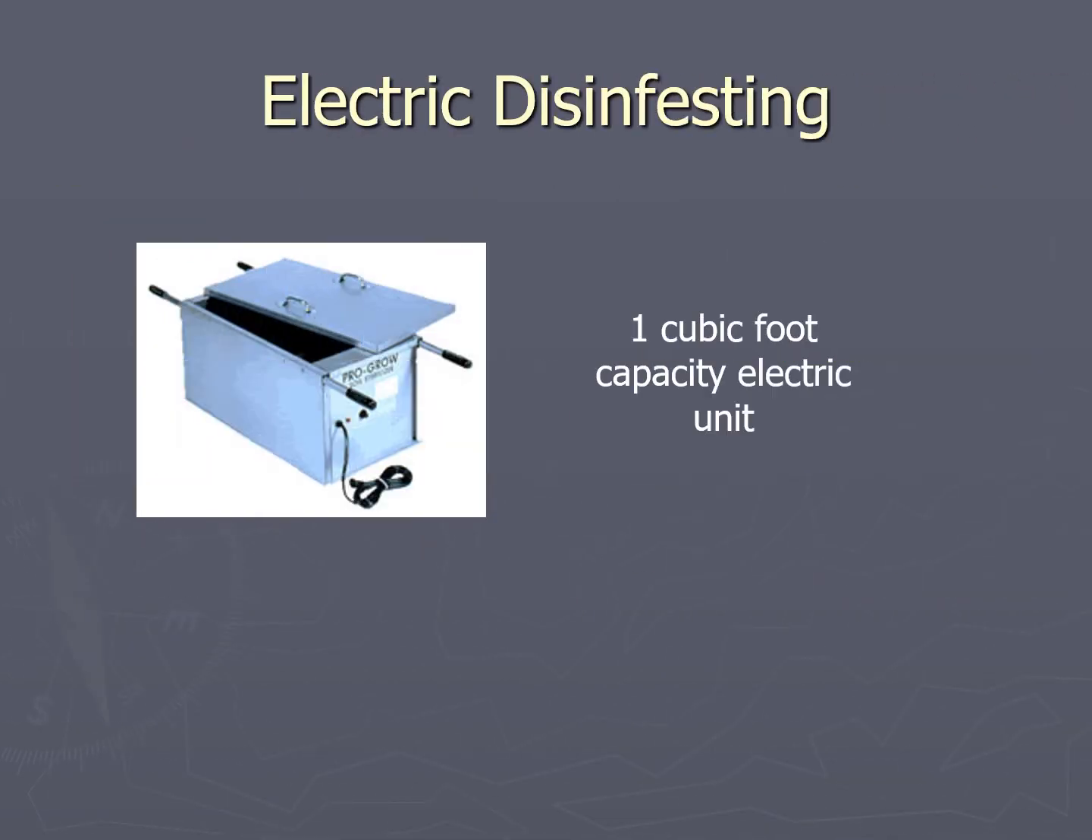Okay, this is an example of a device that uses electricity to disinfest a container medium. So this is small. It only holds 1 cubic foot of medium. And basically it's got a cord that you plug in, then there's a heating element inside this box. You add your growing medium, put the lid on it, and let it cook.